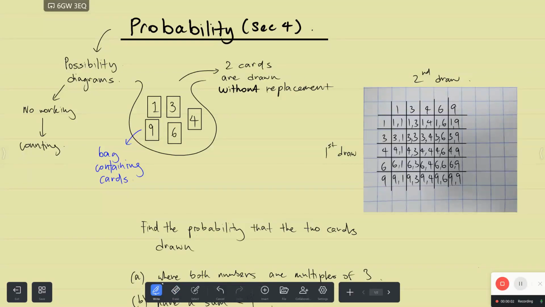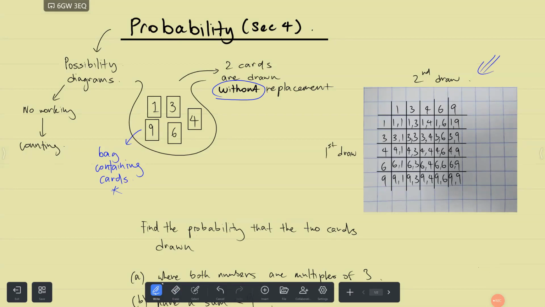Alright, in this video we'll be running through a second example of possibility diagrams in probability. The only difference from the previous video is that this is without replacement. So you take one card out, and you don't put it back in, and you take the next card out. So there should be one less card in the bag. It's the same example, a bag containing cards, and here you have the possibility diagram drawn for you.